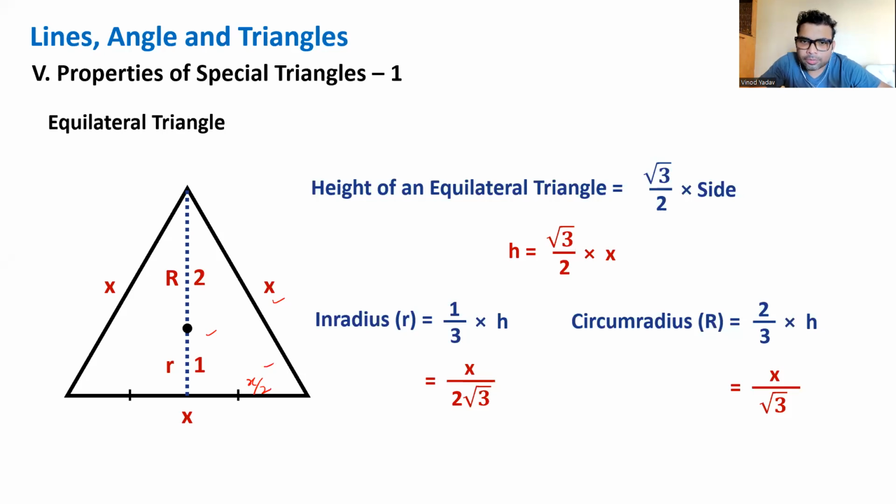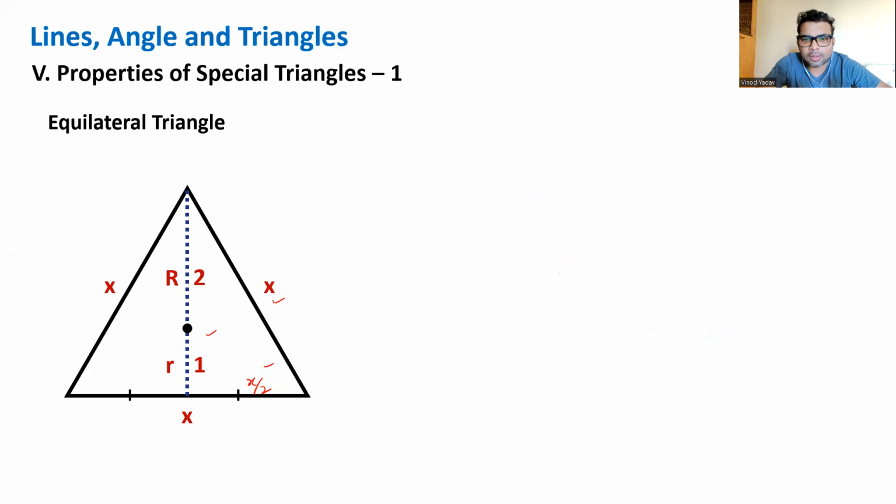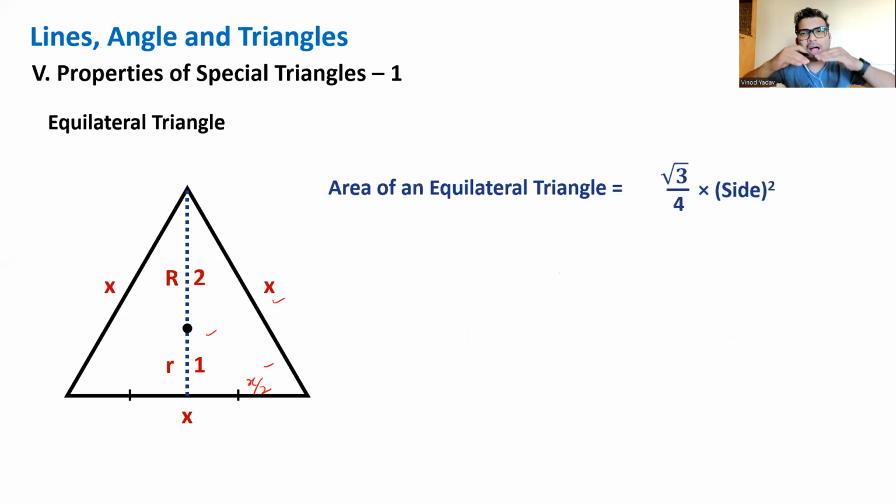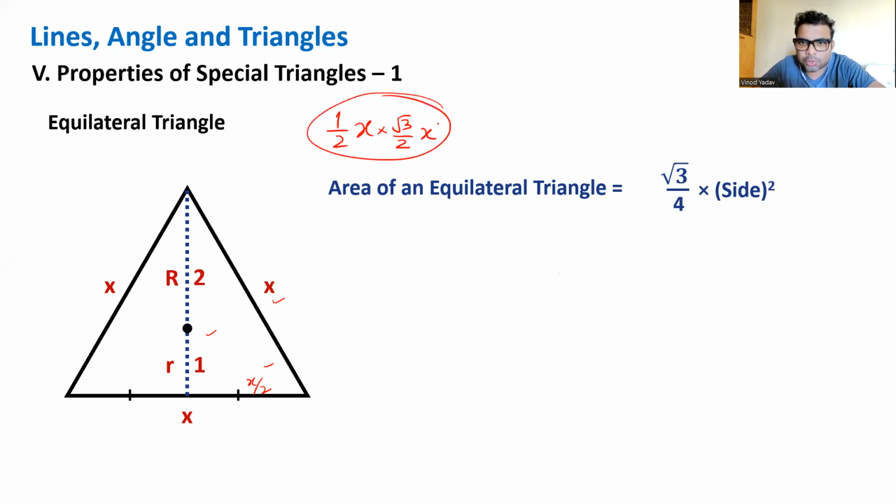Cool. Okay. All right. Now area, half into base into height. Height we just now derived, and base was x. So half into x into root 3 by 2 into x. So ultimately root 3 by 4 into side square. Okay, got it?